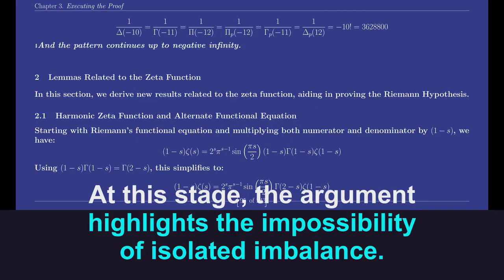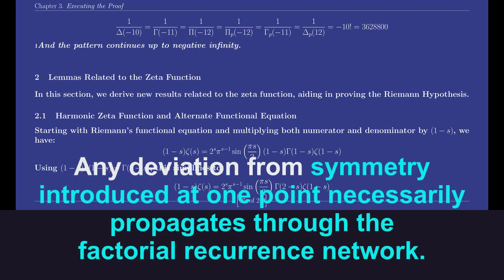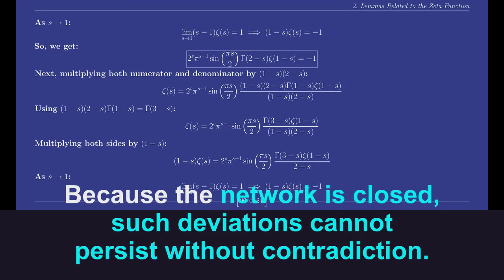A similar argument is then applied to the infinite sum of negative zeta values. Zeta at -1, -2, -3, and so on are added together. The sum is again reduced to zeta at -1 plus zeta at 0, which evaluates to 0.